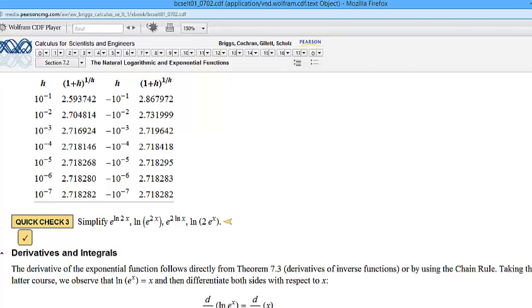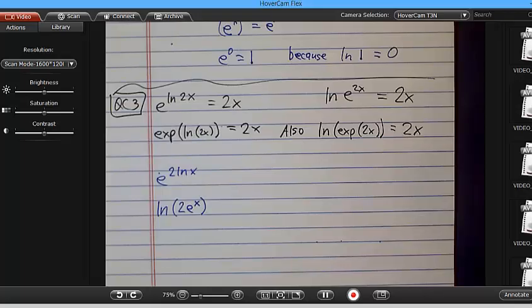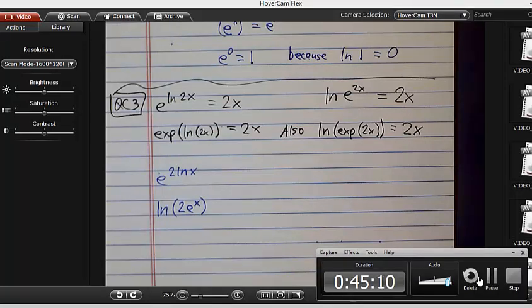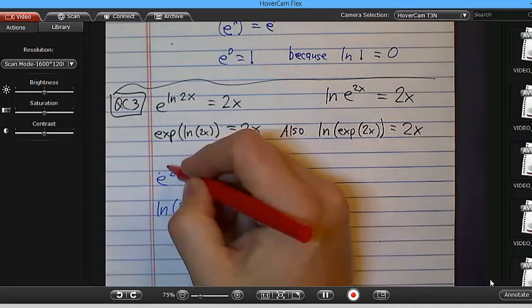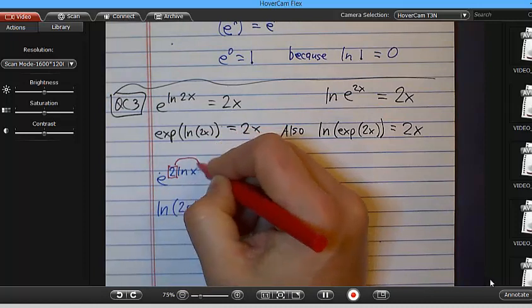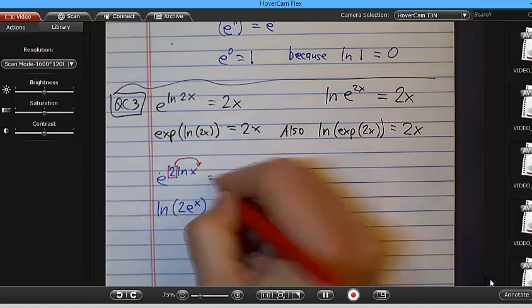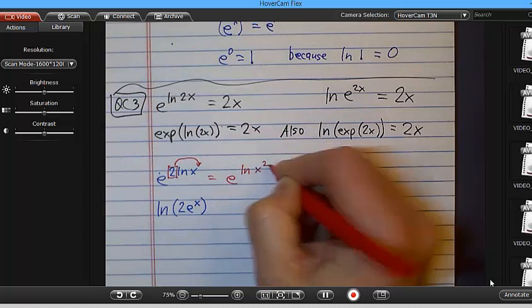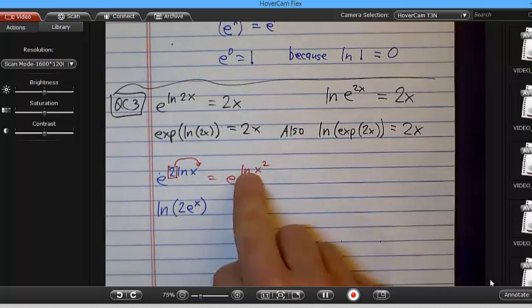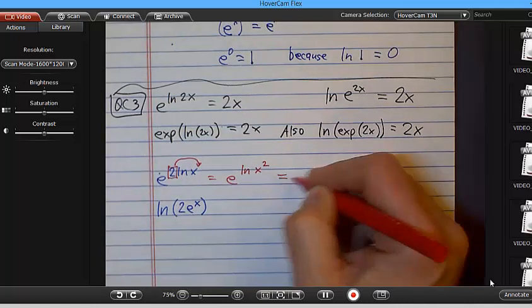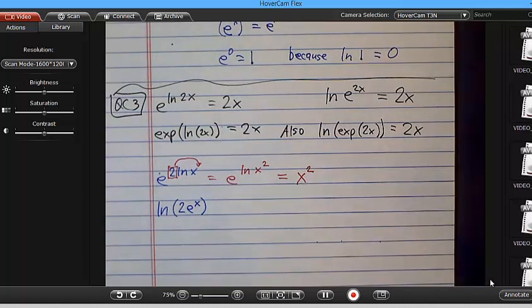By the way, did anyone get these? That's one way to get it. There's other ways to do it. Maybe I'll show you another way also. What Jessica did is she took the 2 and said, hey, I'm going to put it up there. So this is e to the ln of x squared. And e and ln undo each other, so what's the answer? X squared. Very nice. They're inverse functions.